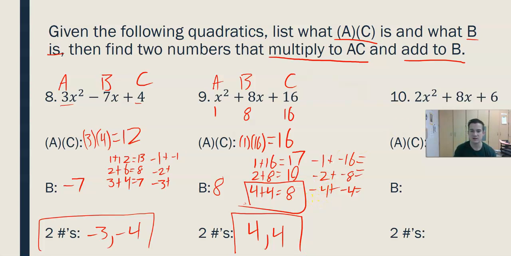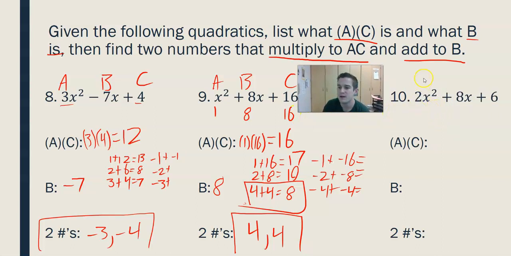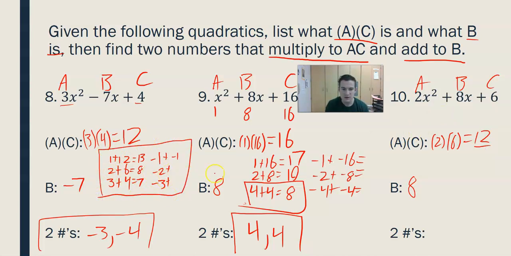I'm going to put this over here, trying to block off as little as possible. So here, let me get my pen back. Here is my A, B, and C. A times C is 2 times 6, which is 12, and B is 8. Well, this is convenient. I already have the factors of 12 over here. So I need to find factors of 12 that add up to 8. There it is, 2 plus 6. That's ironic, those are the same numbers right here. So the two numbers that multiply to 12 and add to 8 are 2 and 6.